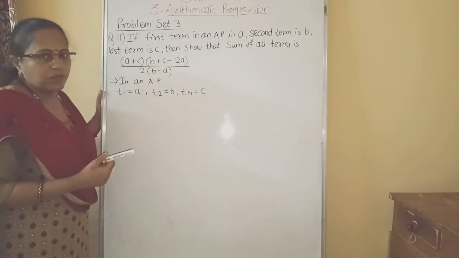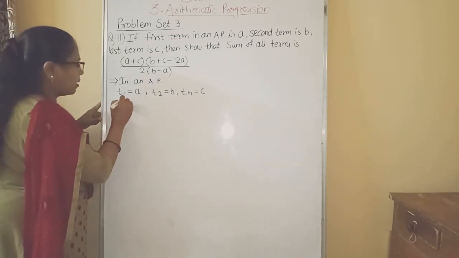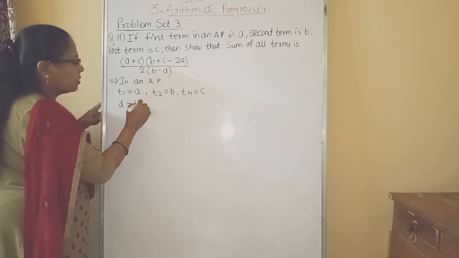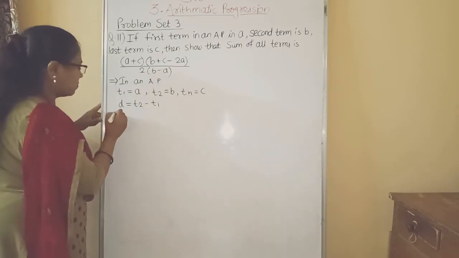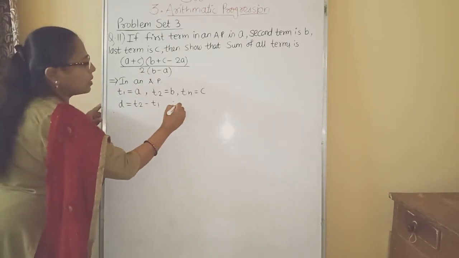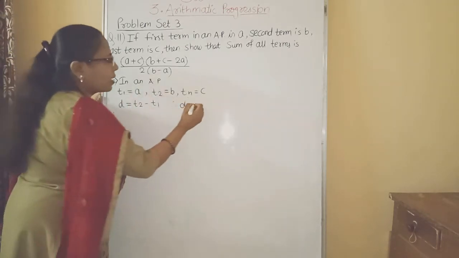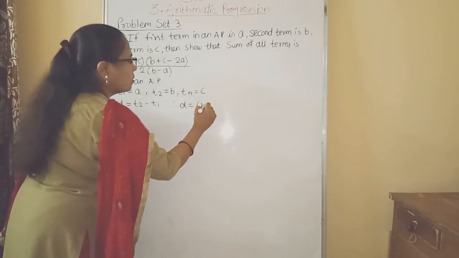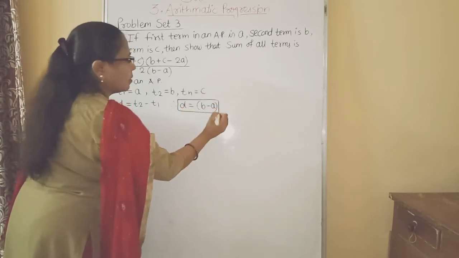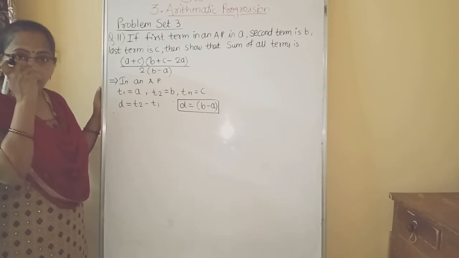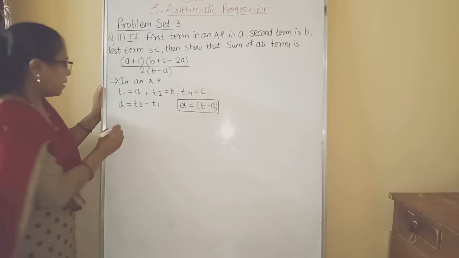As I told you, first we should know the common difference, so we will find it first. The common difference d is equal to T2 minus T1, second term minus first term. Therefore, d is equal to B minus A, since T2 is B and T1 is A. So we got the common difference. Now we have to find n. To find n, first we will use the Tn formula.